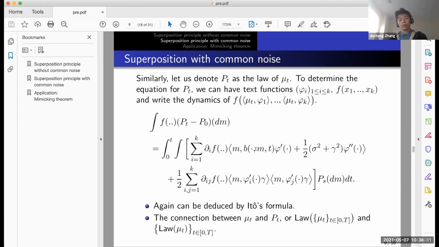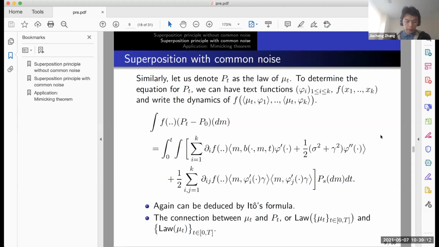And this formula, even though it's a little bit nasty, can still be easily deduced by Ito's formula. And similarly, this will give us the connection between the mu t and pt. Basically, as long as we know that the mu t satisfies the previous SPDE, we know by Ito's formula that the law of the mu t should satisfy this equation, and we can still call it a Fokker-Planck equation. But here, this is a Fokker-Planck equation for a distribution, so we can understand it in terms of an infinite dimensional PDE.